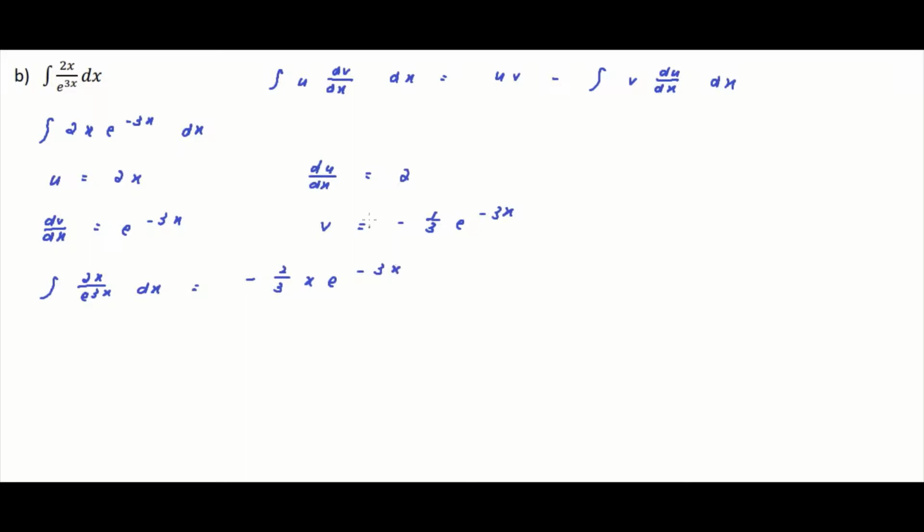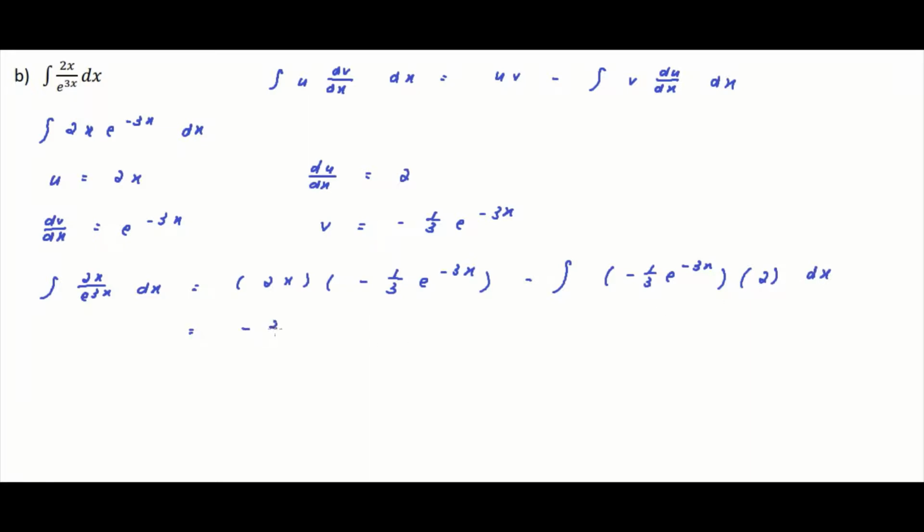Then v du/dx, same thing. I'll multiply them straight away. If it's your first time and you're still not so familiar with it, you can write this out first. So 2x multiplied with -(1/3)e^(-3x). Then the integration of these two: v is -(1/3)e^(-3x), then after that you have your 2, then dx. So now you can continue with it.